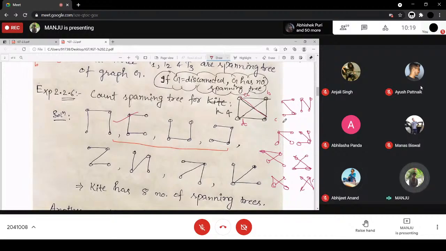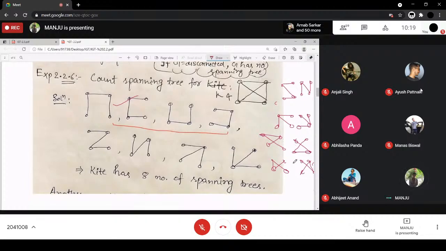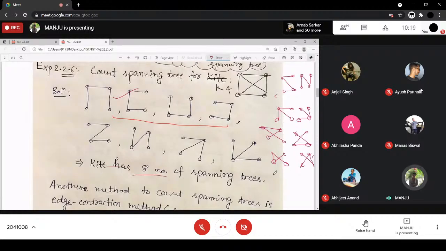Yes, ma'am. So these 16 will be the number of spanning trees corresponding to K4. Out of these, how many are different, means how many are non-isomorphic trees? These are P4, P4, P4. These are also P4, and these are K1,3 types. So two different spanning trees. Clear? So the kite has 8 spanning trees and K4 has 16 spanning trees. I discussed. Any doubt?